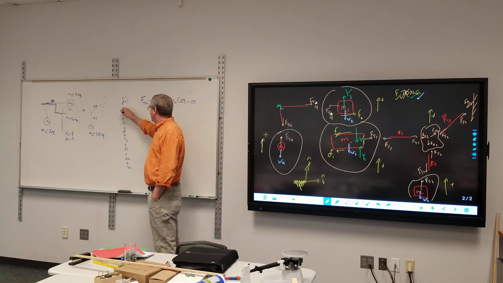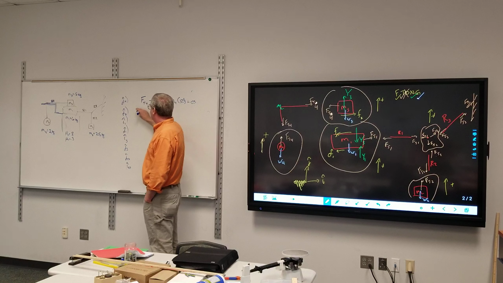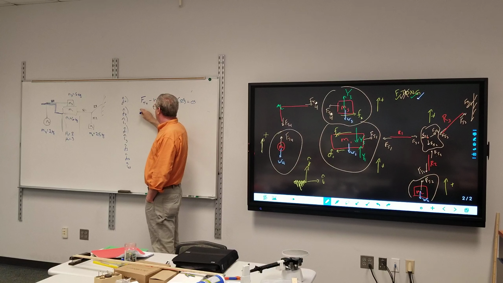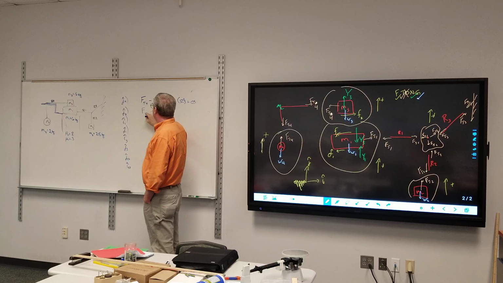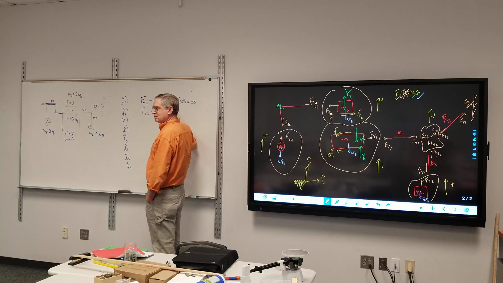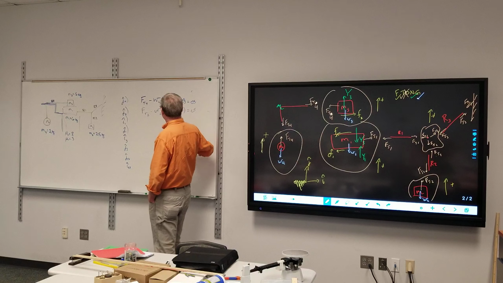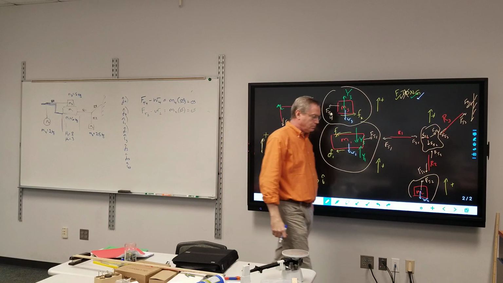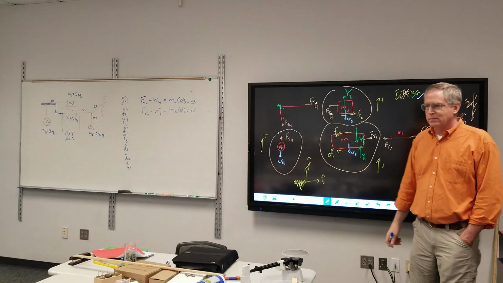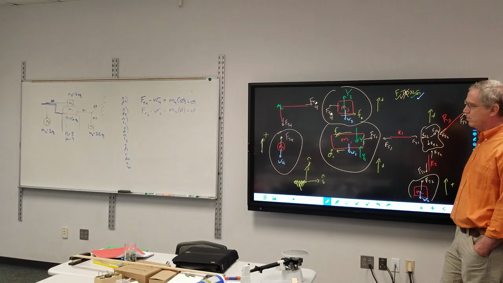Next. Okay, J hat 2? You don't have to do them in order. Tension 2 minus weight 2 equals mass times acceleration, which is 0. Acceleration is 0 for all of it? It's all, the whole thing is in static equilibrium.